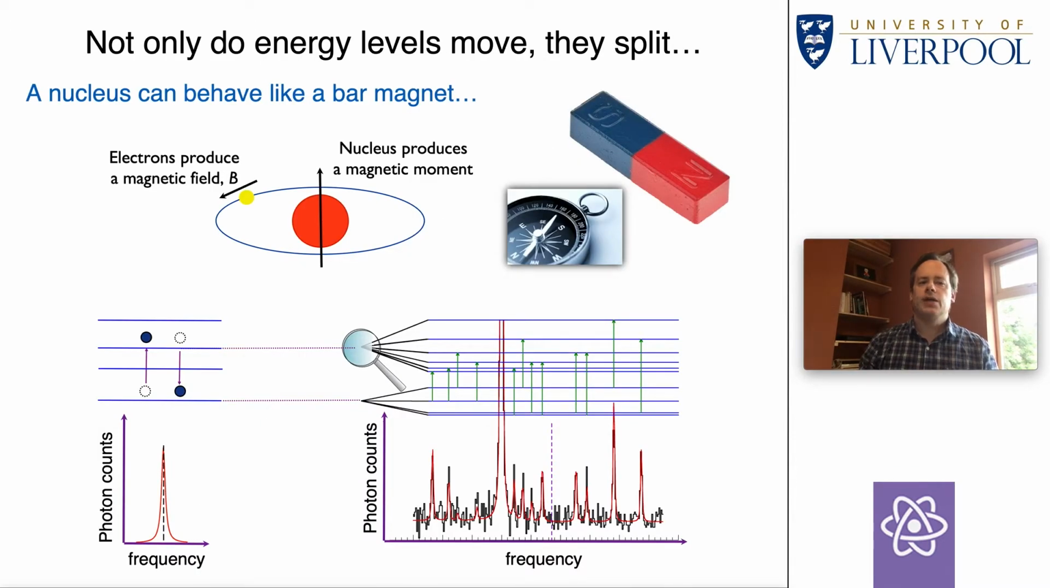Using lasers to excite electrons, we also find out other things. Not only do the energy levels shift from isotope to isotope, in high resolution they are also seen to split into several levels, and therefore so do the peaks. This is because the nucleus behaves like a little bar magnet, which interacts with the magnetic field produced by the orbiting electrons. Measuring this tells us how the nucleons are behaving inside the nucleus.